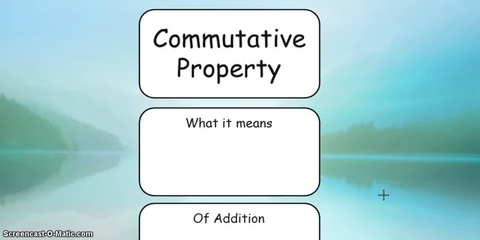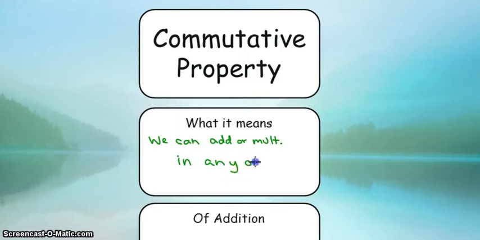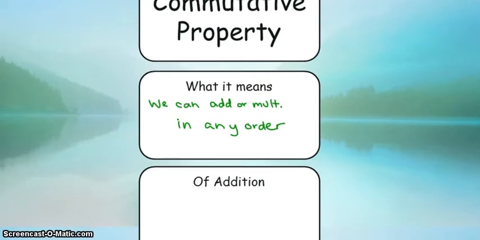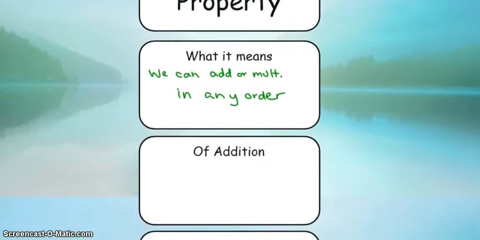Alright, so we have the commutative property. The commutative property means that we can add or multiply in any order. There's two of these properties. One is the commutative property of addition, and the other one is the commutative property of multiplication.